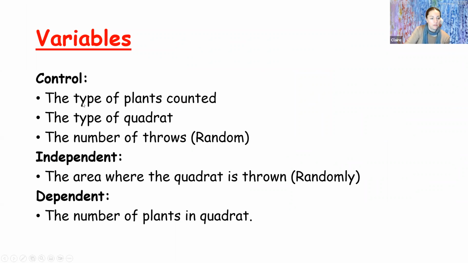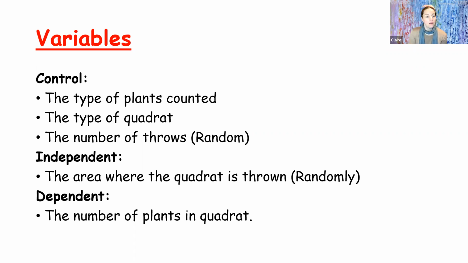So control, independent, dependent variable. Your controls in this one, as I said before, you only count one particular plant. You can't count more. Well, you can, but have a separate table perhaps. But if you're looking at just one plant, then keep it to the one plant. One type of quadrat, do not use different size ones. Number of throws or placements has to be around 10%. Independent is the area where the quadrat is thrown, so that is what's changing. What you're measuring is the number of plants in that quadrat.